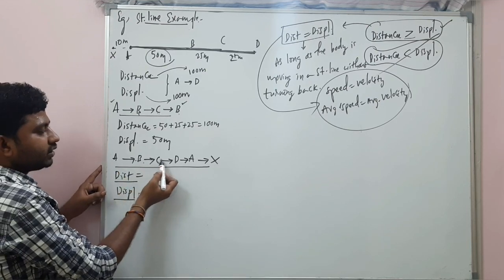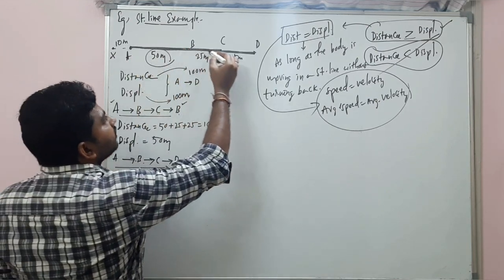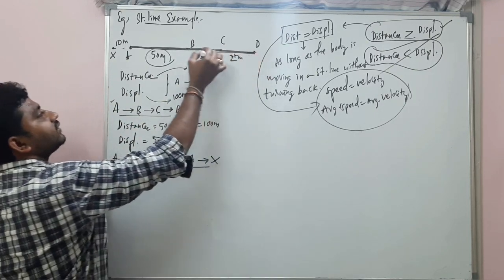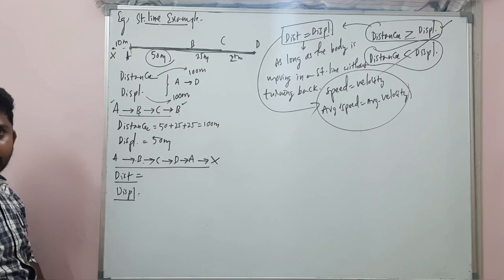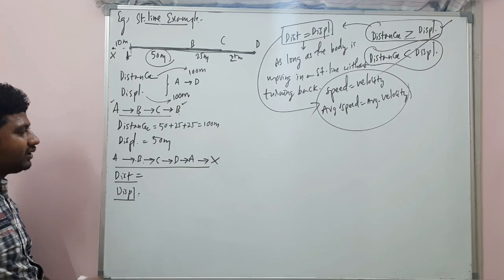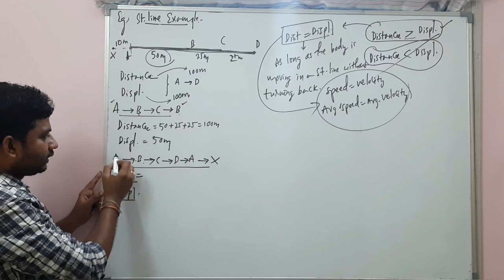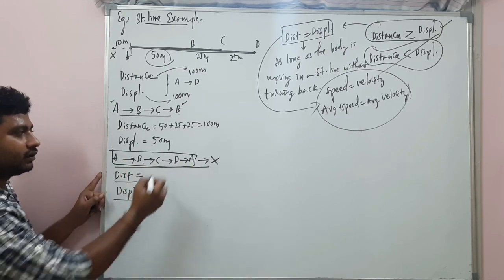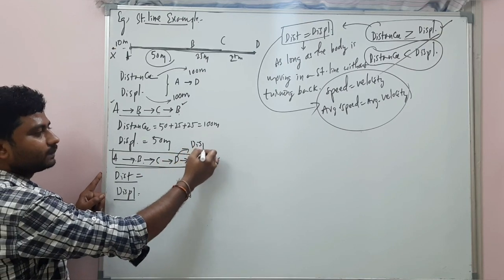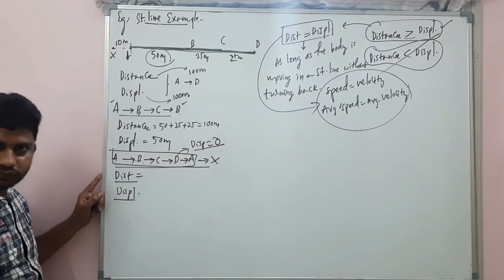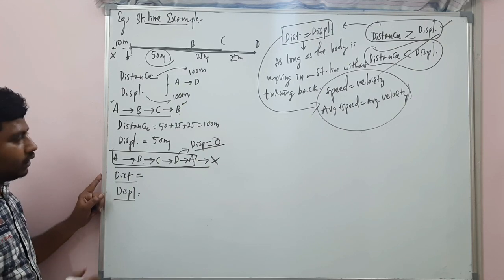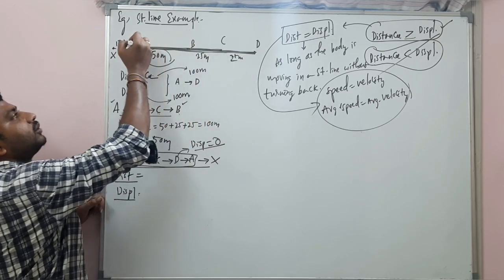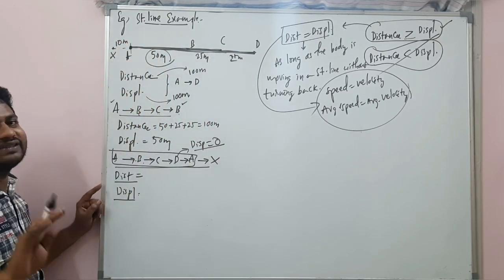A to B, B to C, C to D is 100. Again, D to A, yes, it is 100. What is the displacement till here? A to B, B to C, C to D and D to A. So can I say the displacement is 0? Yes or no? Distance will not be 0. When the body starts from A and reaches back to the point A, displacement is 0, but distance is not 0.